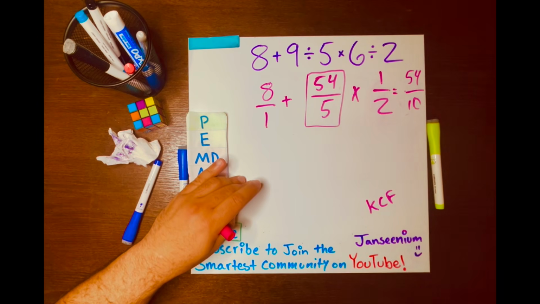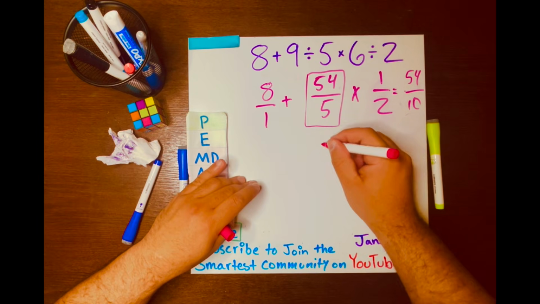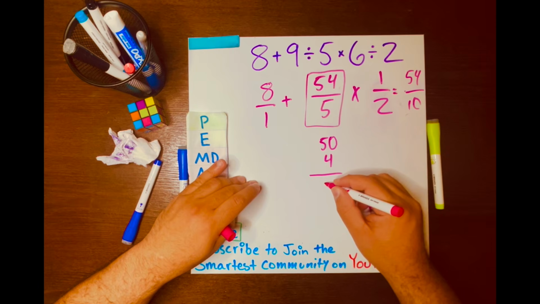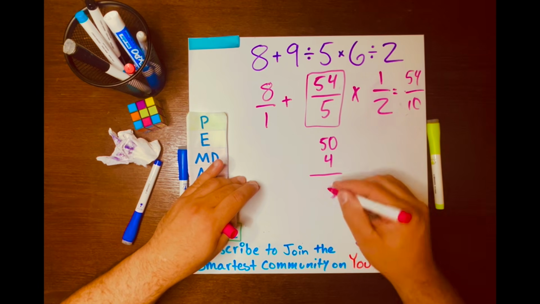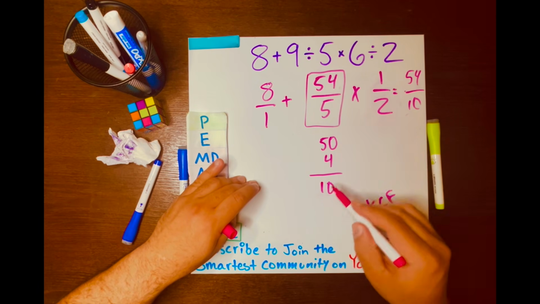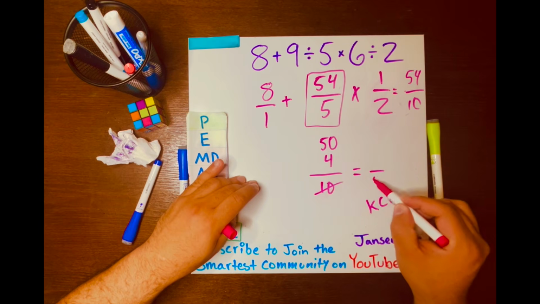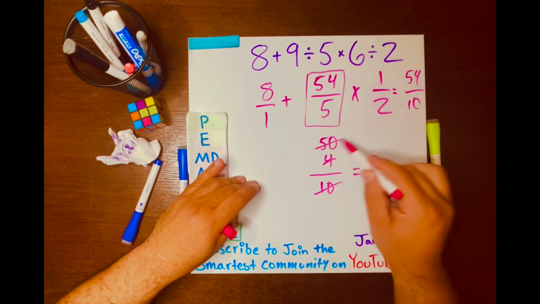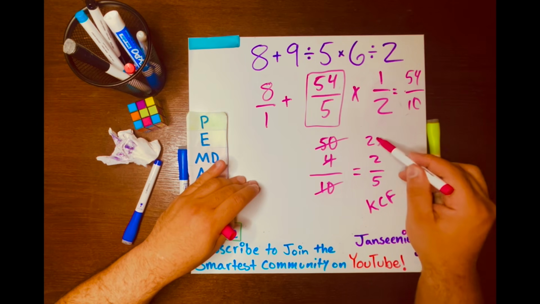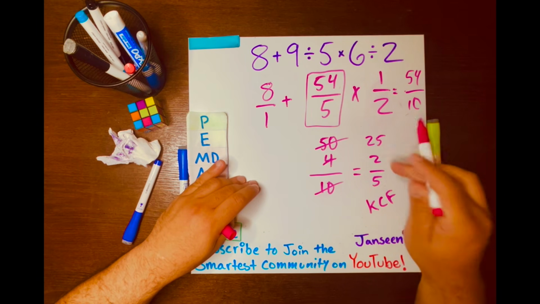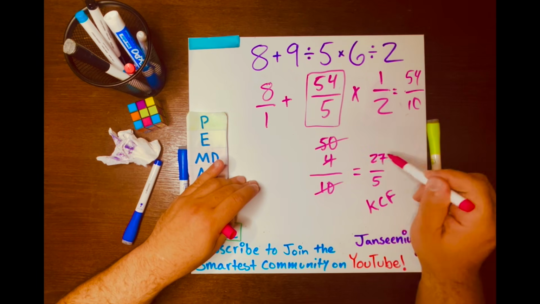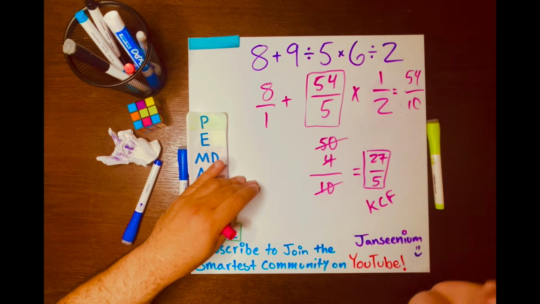And 54 over 10 can be broken down further. So you can write 54 like this, 50 and 4 over 10. That's a 5 over 10 there, because half of 10 is 5, right? Half of 4 is 2, and half of 50 is 25. So 25 plus 2 is 27. And that's it. You can't break down 27 over 5 further.